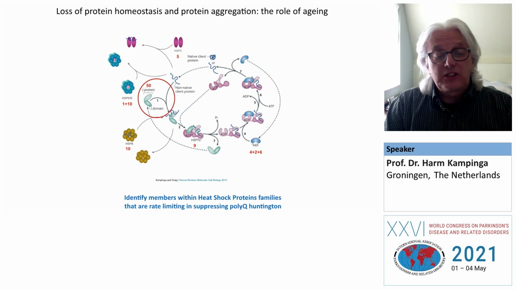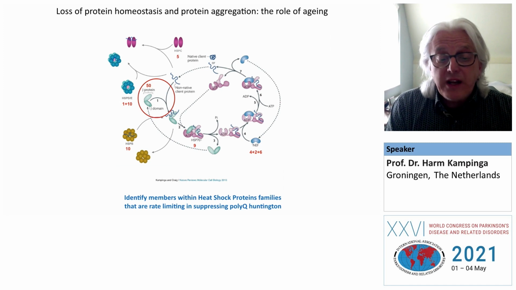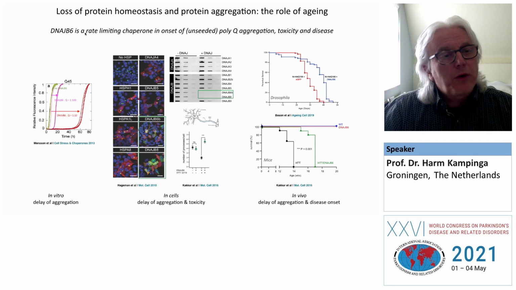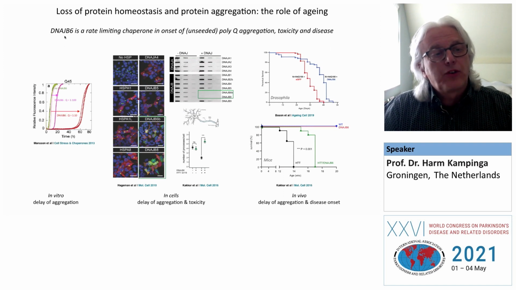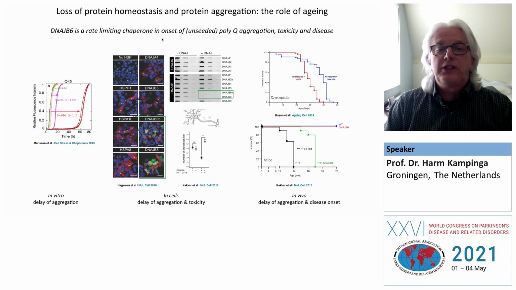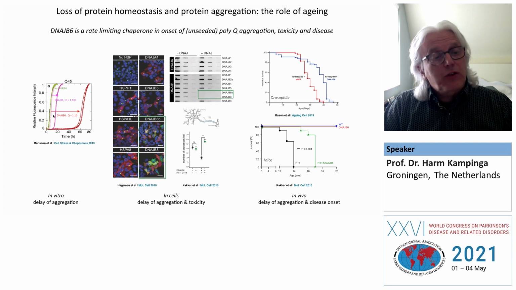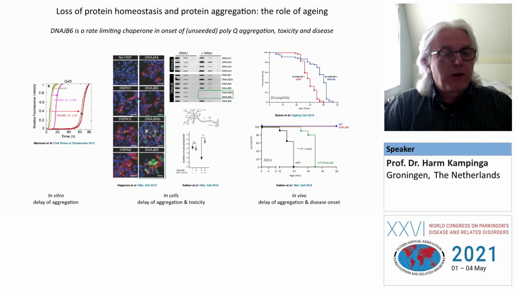And so the question that we ask is, can we identify members within this family that are rate limiting, in this case in suppressing polyglutamine Huntington's? In the next slide, I'm summarizing 12 years of work, because this is, of course, only on Huntington's, but I'm showing you the discovery of this one DNAJ protein called DNAJB6 that was found to be a rate-limiting chaperone in the onset of unseeded polyglutamine aggregation, toxicity and disease. So here, first of all, you see the in vitro work that we did, and we look at the formation of amyloids by the expanded polyglutamine protein, and it goes very rapidly. Just the addition of 1 in 100 molecules of DNAJB6 can already delay the onset of aggregation dramatically in vitro, and at a 1:10 ratio, we see a substantial delay in the formation of these aggregates.